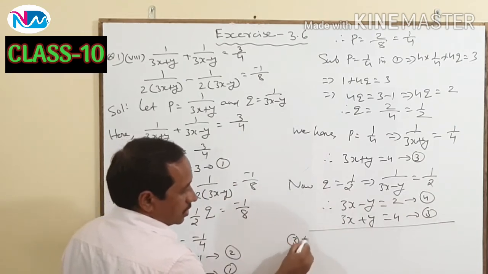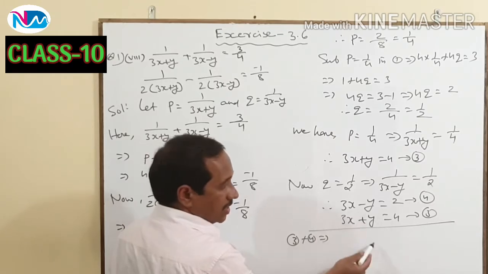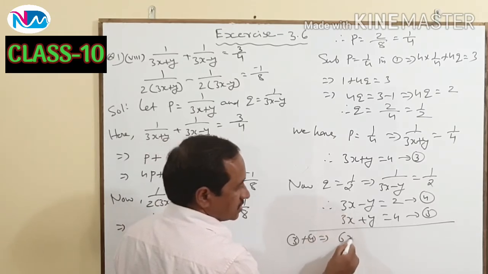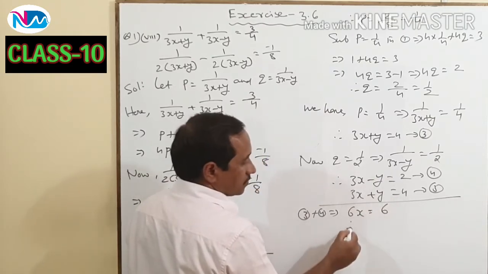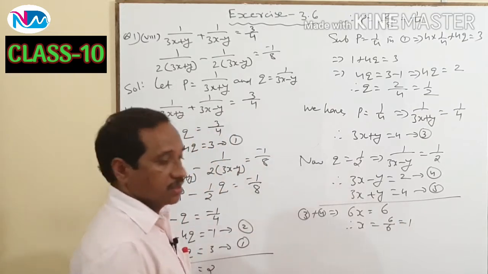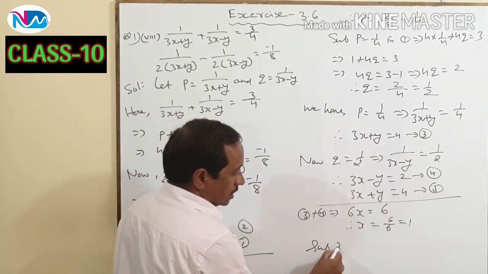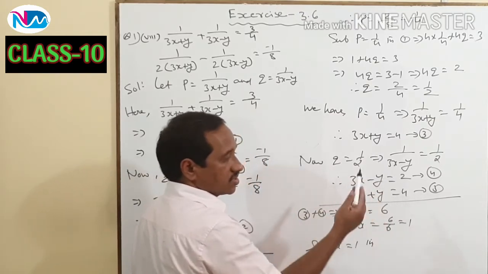Equation number 3 plus equation number 4 will eliminate the variable y. 3x plus 3x, 6x is equal to 2 plus 4, that is 6. Therefore, x is equal to 6 by 6, which is equal to 1. Now substitute x is equal to 1 in equation 3 or equation number 4.